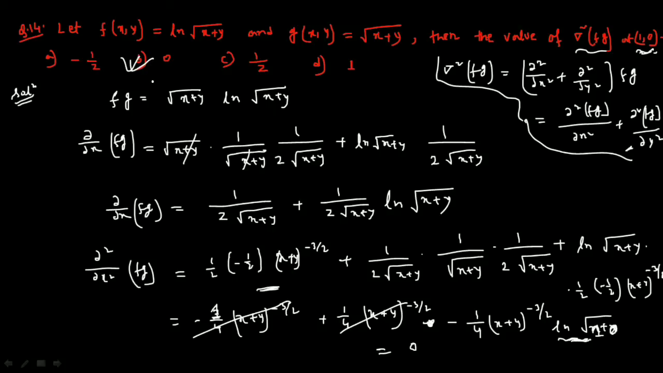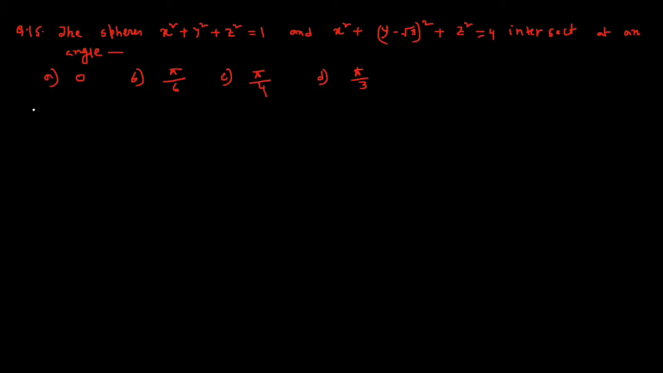Okay, so next question, and here the question is that the spheres x square plus y square plus z square is equal to 1 and x square plus (y minus root 3) whole square plus z square is equal to 4 intersect at an angle. So what will be the intersecting angle between these two spheres? Let me first find out the point at which these two spheres intersect. There will be several points, but let me find one of the points at which we have to find the angle.